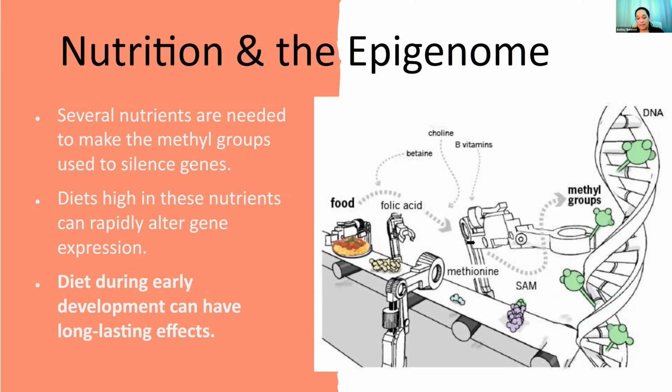How are we going to make this relevant? Well, this is relevant because the diet during early development can have long-lasting effects. So if you have this epigenetic silencing that's supposed to happen or not, you need the right building blocks to be able to do this. And so if you are missing some of these building blocks early on, especially during embryonic development, then these can have horrible effects.